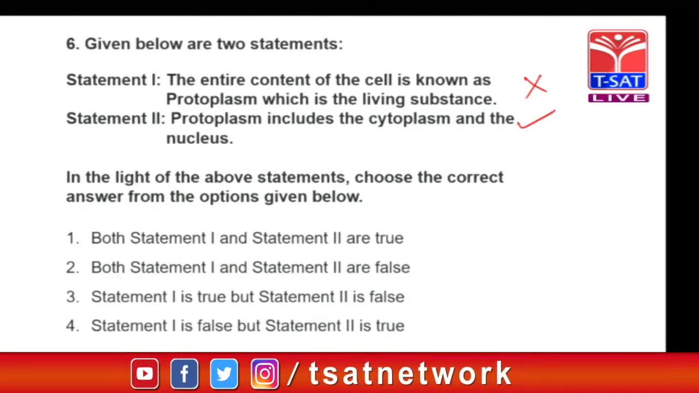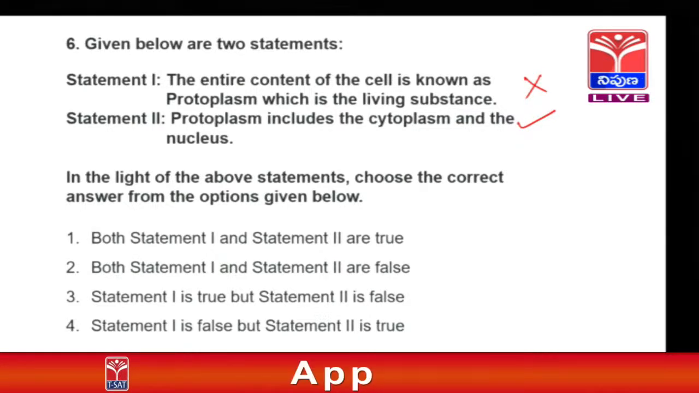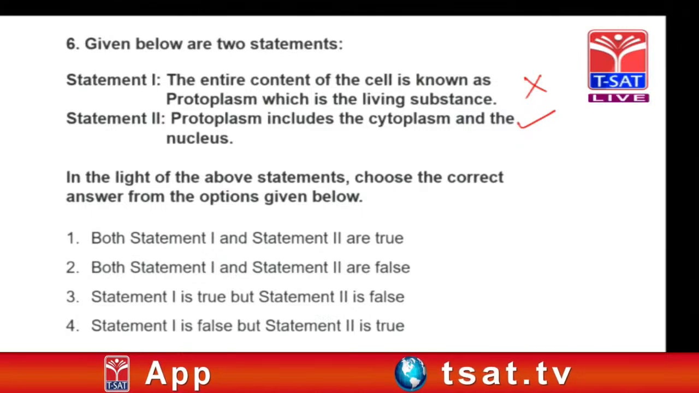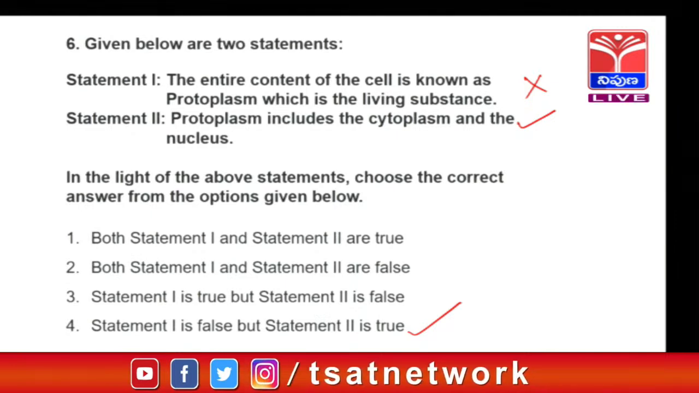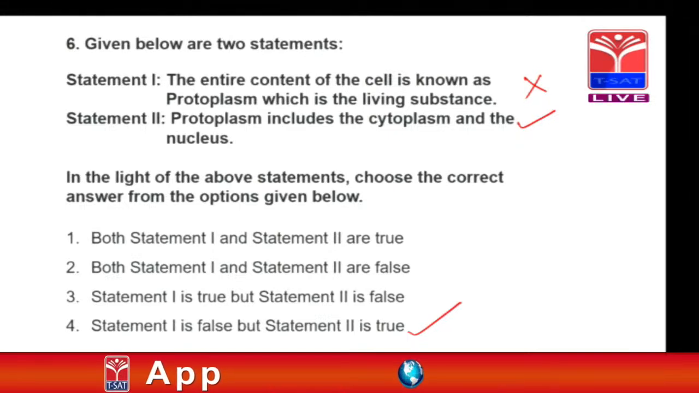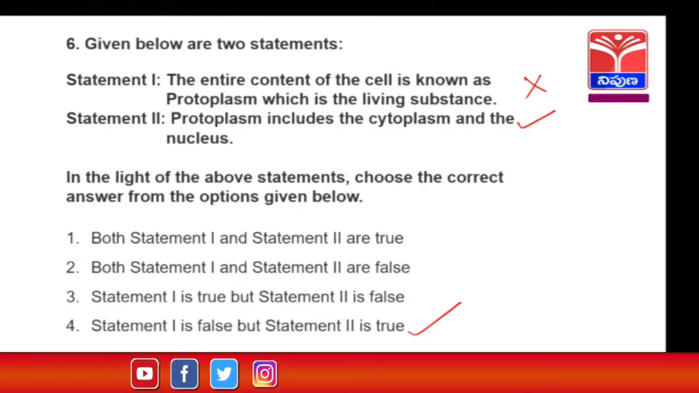So, statement 1 is false and statement 2 is true, so option D or option 4 is the correct option. As explained, when statements 1 and 2 are both correct, you go for option A. When both are false, you go for option 2. When statement 1 is true and statement 2 is false, you go for option 3. When statement 1 is false and statement 2 is true, you go for option 4. So, here you can opt for option 4 as the correct option.